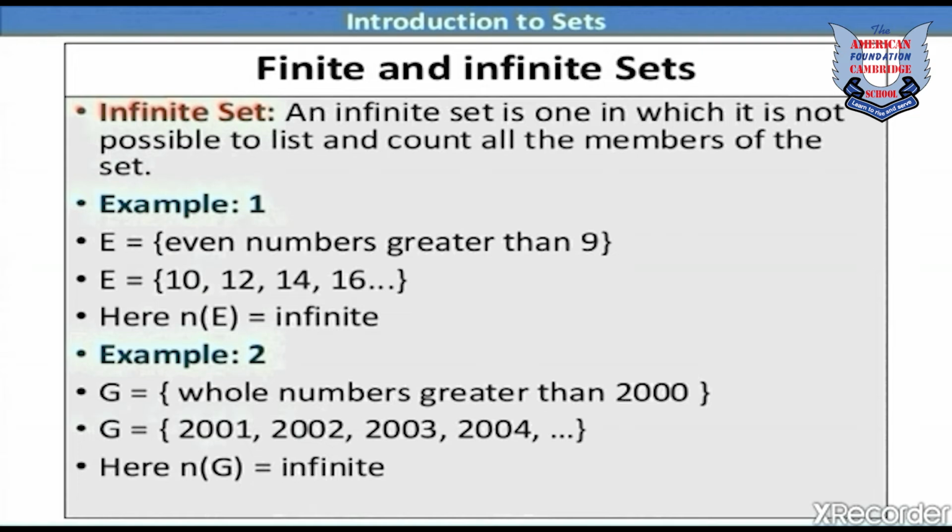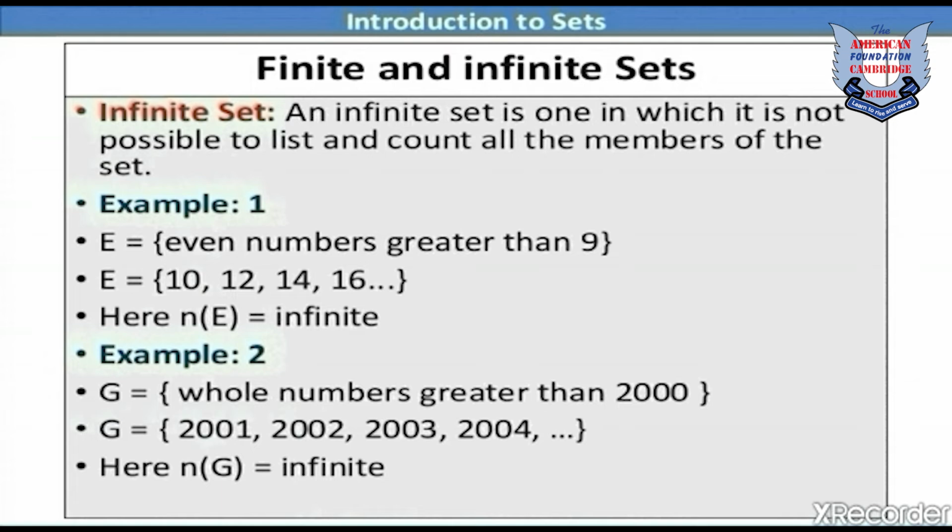Infinite set. An infinite set is one in which it is not possible to count all the members of the set. Example number 1. Set E, even numbers greater than 9. Even numbers greater than 9 means 10, 12, 14, 16, 18, 20, 22, 24, 26 and the list continues. So you can say that it is not possible to count all the members of this set. So this set will be considered an infinite set. The dots at the end of the set represent that the list continues and the set is infinite.